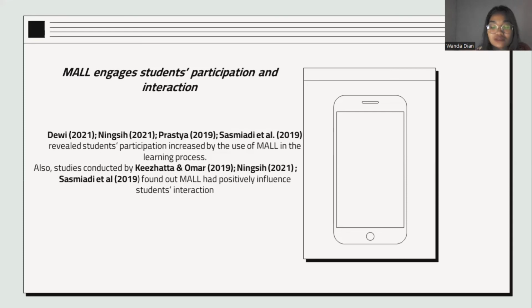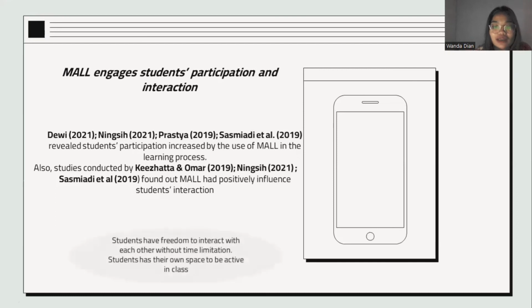In a conventional way, sometimes students have a lot of fear to express their opinion because they are afraid to be judged by their friends. However, by integrating MALL in the learning process, students have their own space to be active in the class. This space is called cyber space, where there is no one around the user. So they don't have to worry about judgment while expressing their opinion. So it makes student participation in the learning process increase.